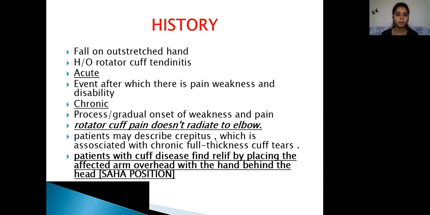Rotator cuff pain will not radiate to the elbow. The patient may describe crepitus whenever there is a chronic full thickness cuff tear, and patients with cuff disease find relief by placing the affected arm overhead with the hand behind the head. That is the Saha position.